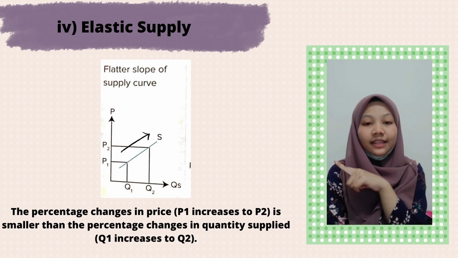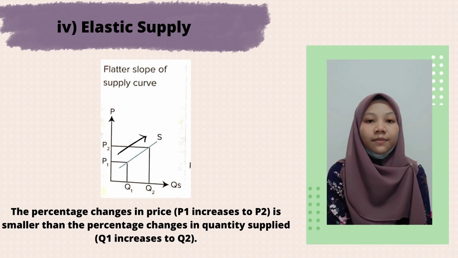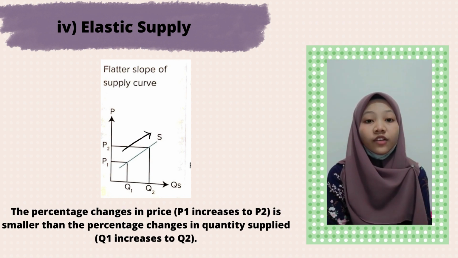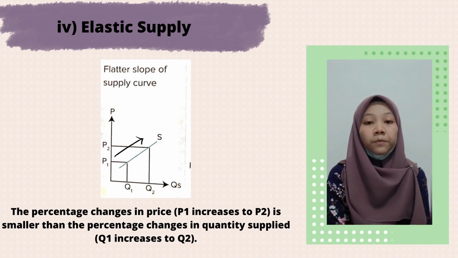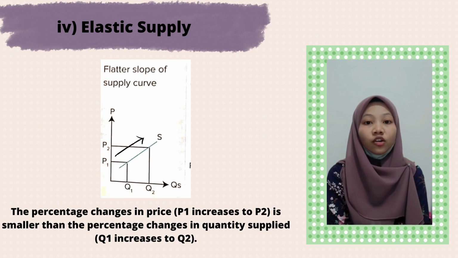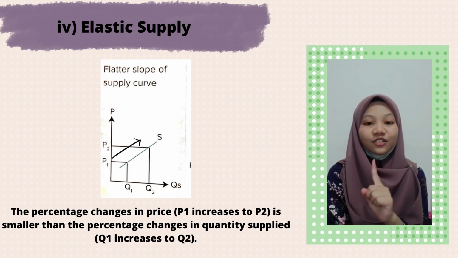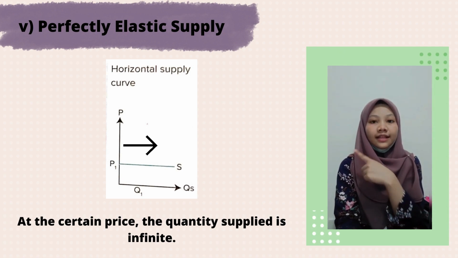Fourth is elastic supply. Here I have shown the graph that represents a flatter slope of the supply curve. A change in the price of the goods causes a bigger percentage change in quantity supplied. The percentage change in the price P1 increasing to P2 is smaller than the percentage change in the quantity supplied Q1 increasing to Q2.